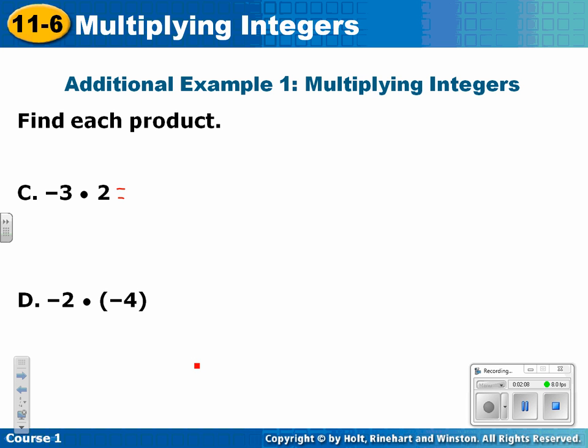This problem. Odd or even? Odd. So my answer is going to be negative. 3 times 2 is? Odd or even? Even. So my answer is going to be? My answer is going to be positive. Okay? And 4 times 2 is? 8.